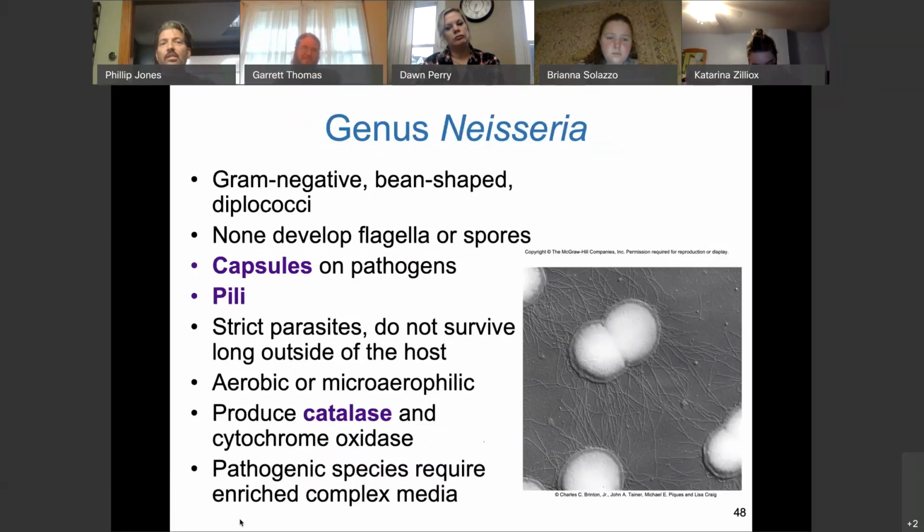All right, genus Neisseria, gram-negative, bean-shaped diplococci. None of these have flagella or spores. These have great big capsules. You can literally see it here. Right there, you can see it.